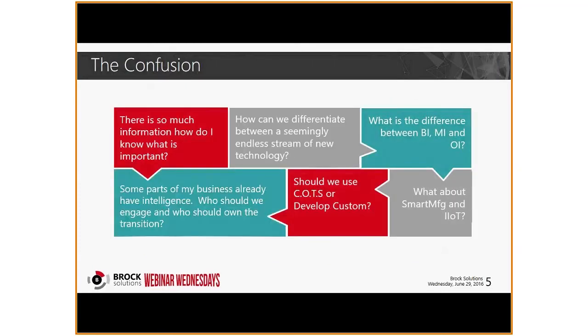I'd just like to share with you why this is such a confusing space. So I'm just pulling up some typical questions we hear at Brock Solutions. We get one of these, if not a combination of these questions from our customers in the manufacturing world, and it's easy to see how MI could easily get out of control. A lot of terms come up: BI, MI, OI, IoT, IIoT. Man, that's a lot of terms. But what do all these terms mean?